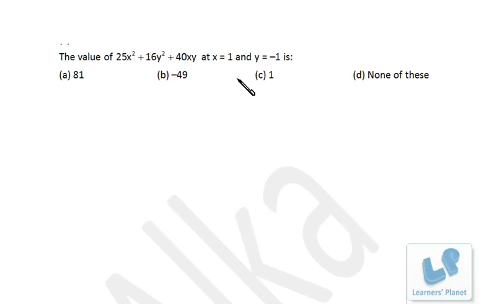Now this one, the value of this when x is 1 and y is minus 1, pretty simple. It's 25 plus 16 and this will be x into y will be minus 1, so it's minus 40. 25 plus 16 is 41, minus 40 is 1, right?